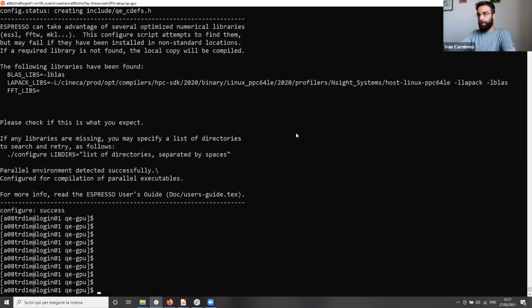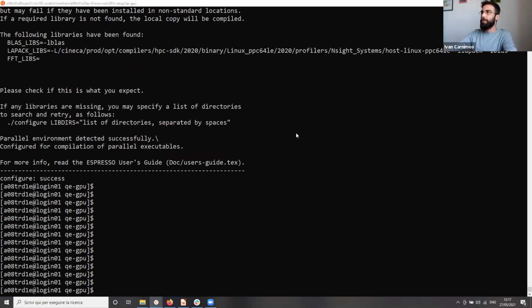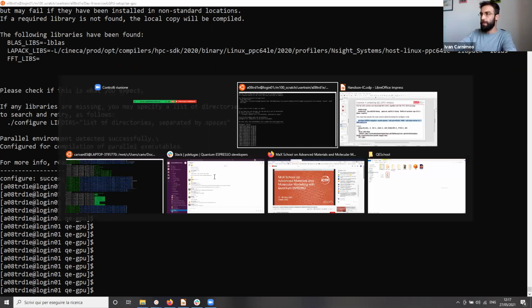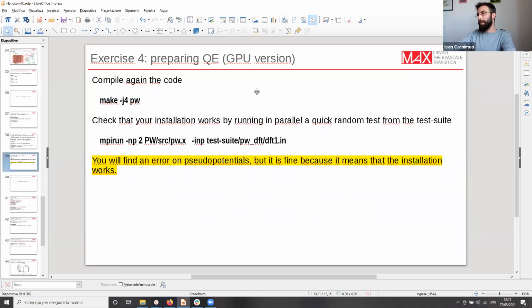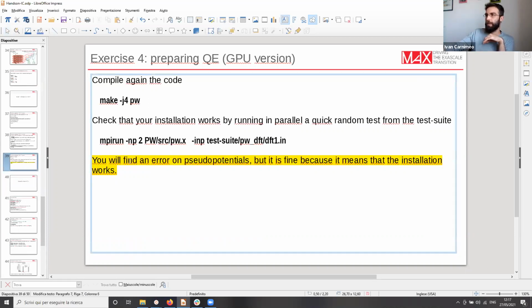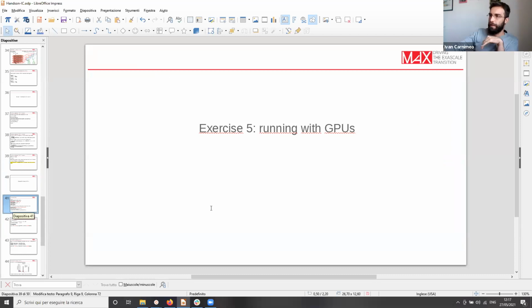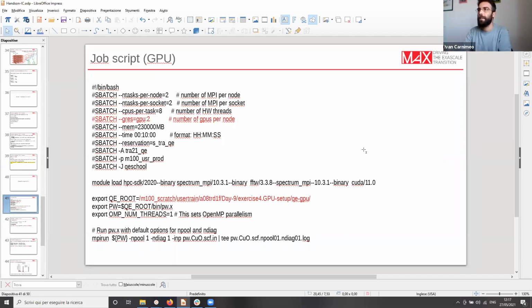So let's move to exercise 5, so you can see how to run calculations. So this is just the same as we did before. We compile and finally we test the version, and you will find this error, which means that the compilation is working. Let's do now this exercise 5, in which we see how to run a GPU calculation on the cluster.